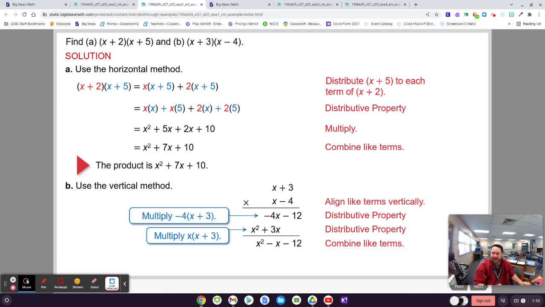You might be like, ooh, that's cool. I like the vertical method. Yeah, vertical method's pretty cool. For some reason, nobody ever uses that method. So I will show you again with the area model, my favorite method, but not the only one, as you can see.